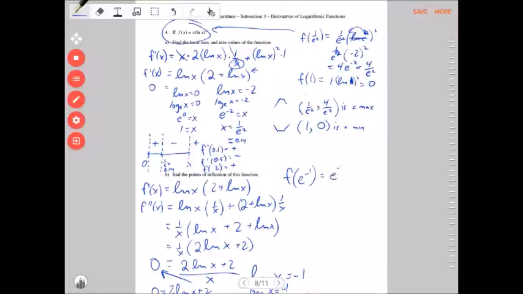So this is e to the negative 1 times (ln e to the negative 1) squared. Remember, ln and e just cancel, so that part is negative 1. Negative 1 squared is positive 1, so that is just e to the negative 1 times 1, or 1 over e. So the x-coordinate is 1 over e, because e to the negative 1 is 1 over e, and the y-coordinate is also 1 over e. So that is a point of inflection.